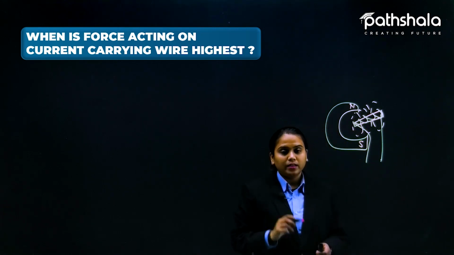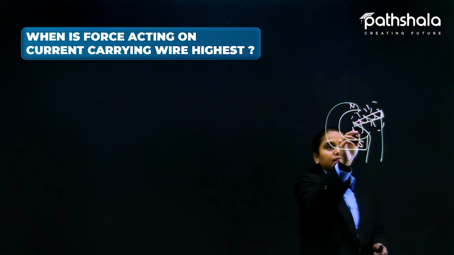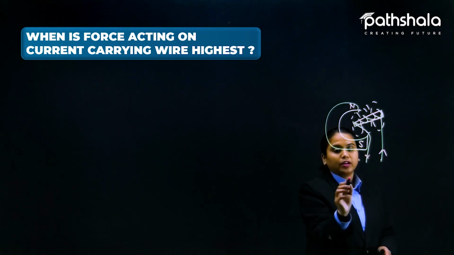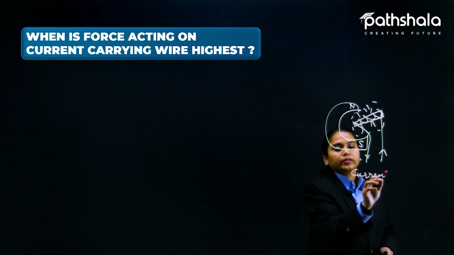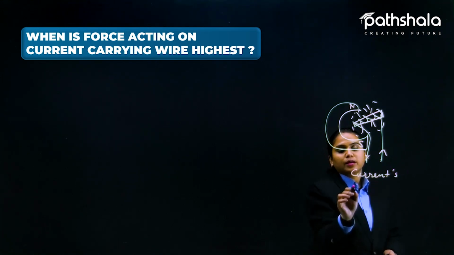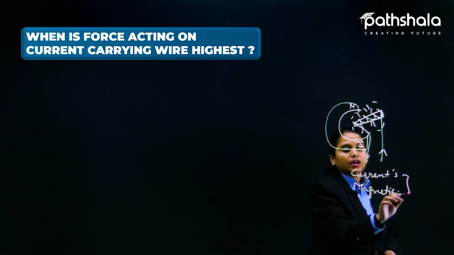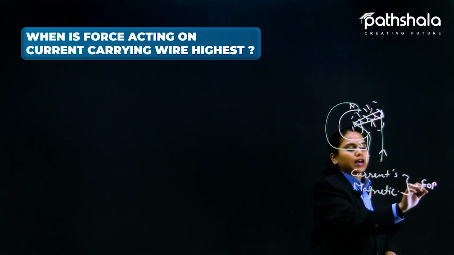So we have seen the direction of this current, like it is positive and negative, positive terminal to negative terminal. So the current's direction and the magnetic field's direction, both directions, determine the force direction.